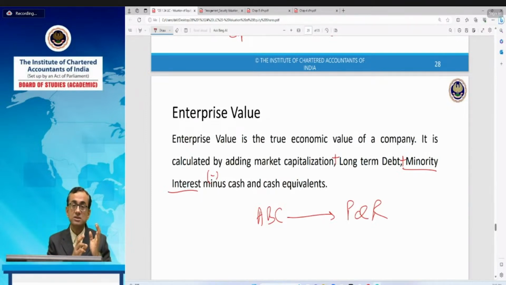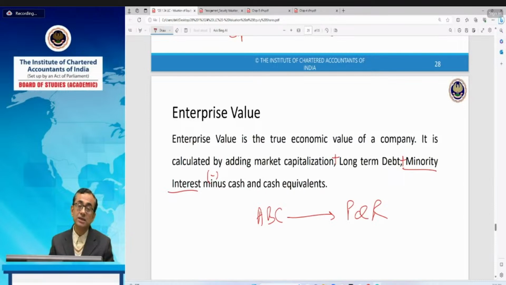That is why, while calculating enterprise value, the value of those subsidiaries which are not owned by the holding company is included. That is what is called the minority interest, because those subsidiaries are in the minority. So in order to have a true value, the value of those subsidiary companies is also included, which are not owned by the holding company. So this is the concept. Yes, it can be a 20 to 30% stakeholding, minority interest.